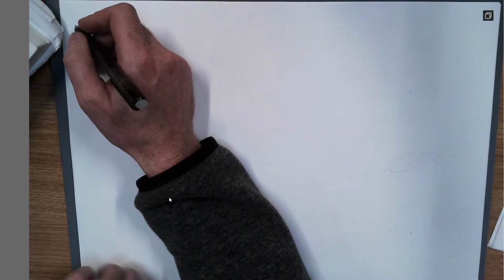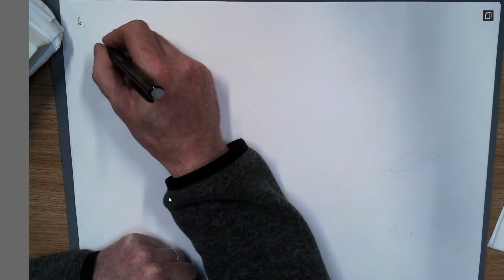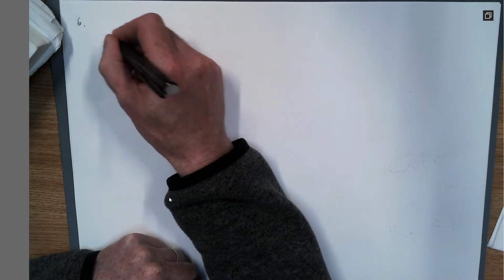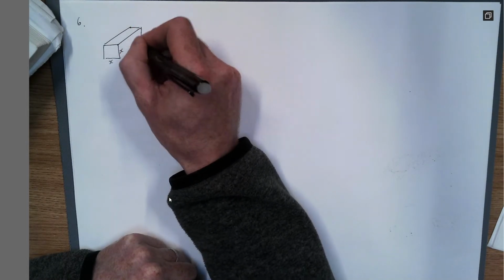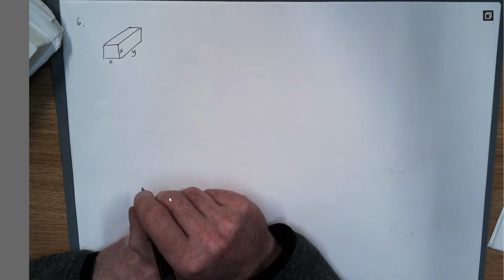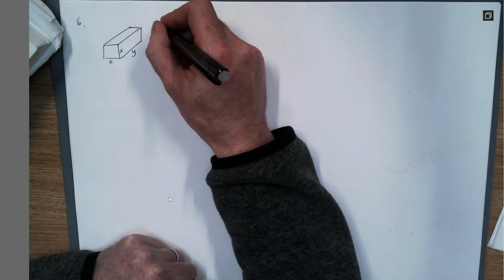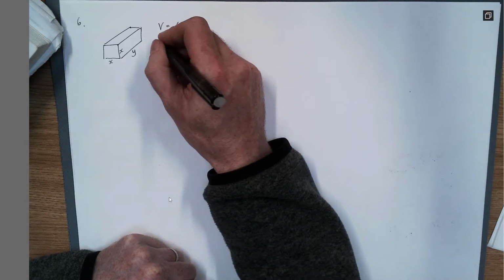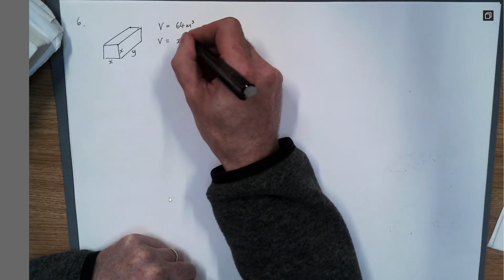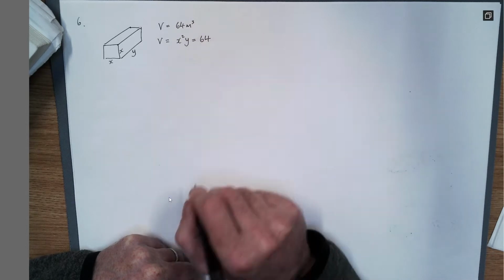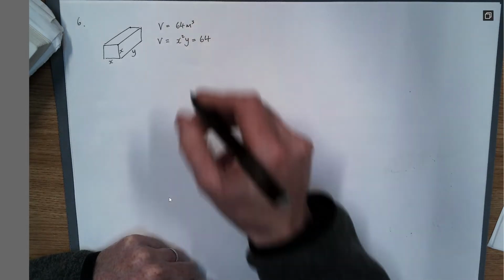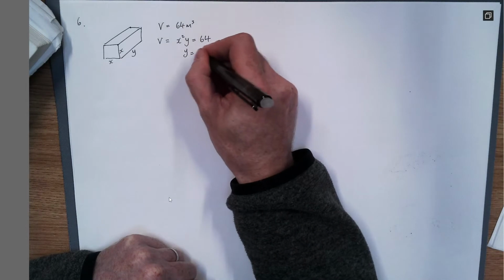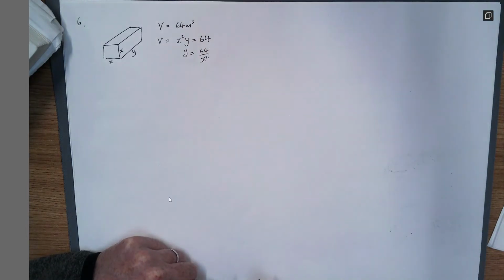A box with a square base x and length y. A prism of square section contains 64 meters cubed. So the volume is x squared y, which equals 64. And in your equation, y equals 64 over x squared.